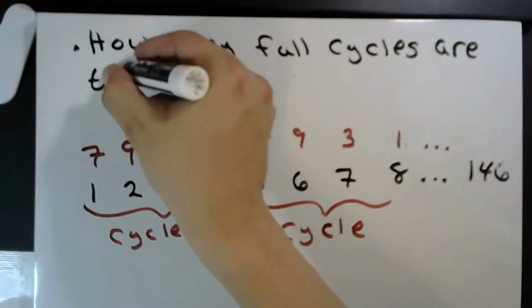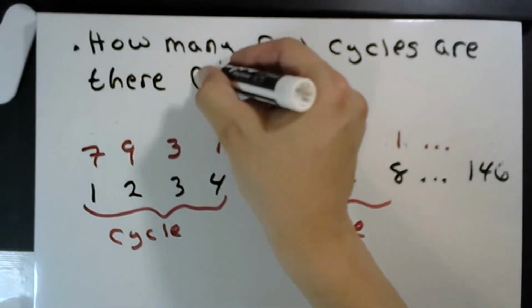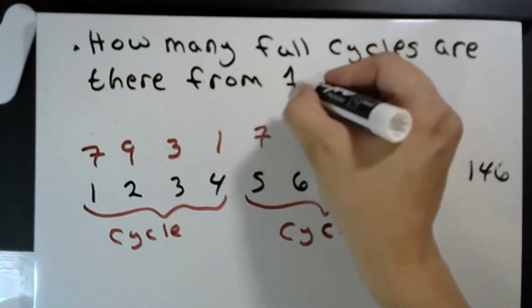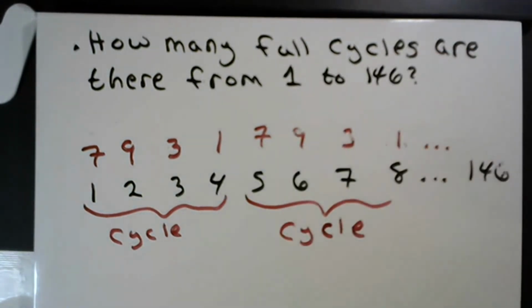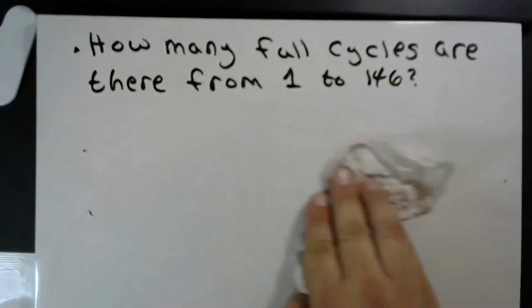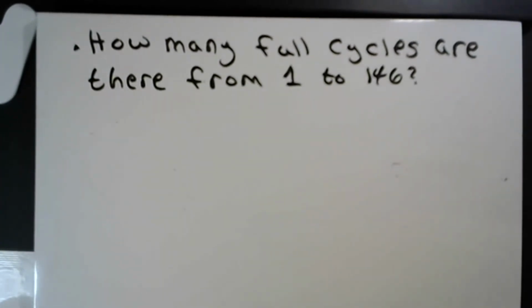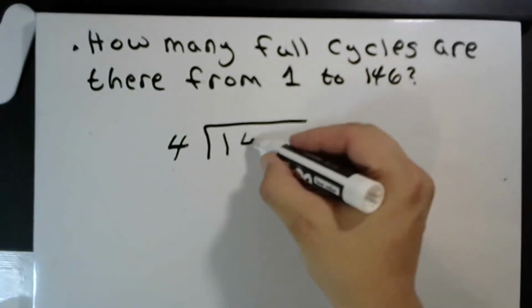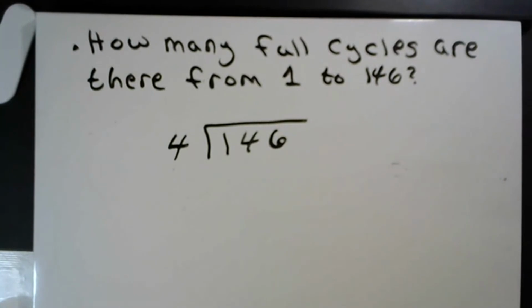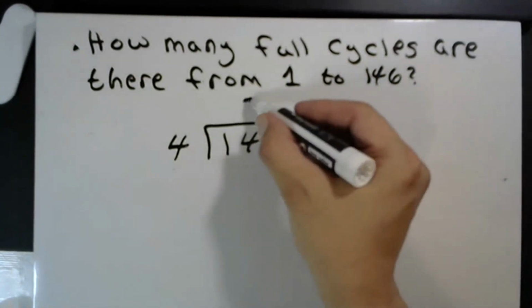How many full cycles are there from 1 to 146? Well, that's basically asking how many times does 4 go into 146? So what we can do, we can take 4 into 146. So 4 goes into the 14 at most 3 times.